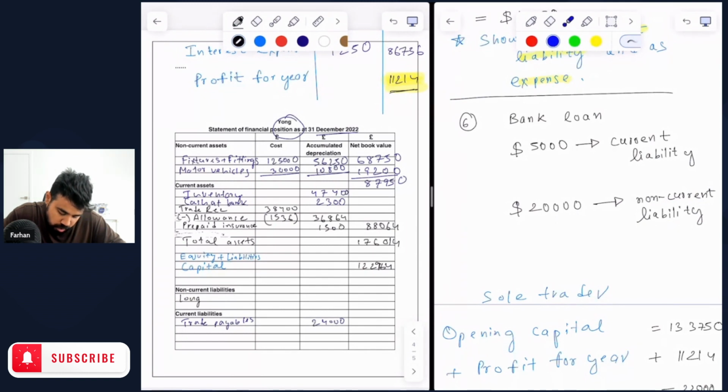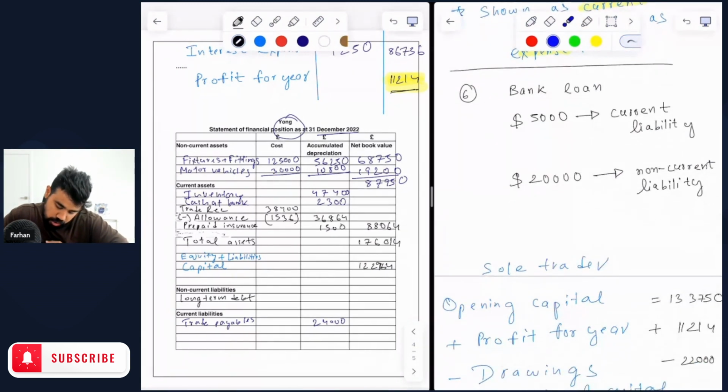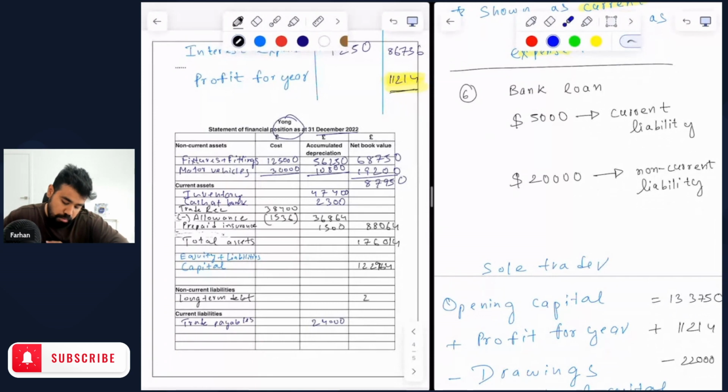Long-term borrowings. I'm just writing long-term debt because of the lack of space. Write long-term borrowings, long-term debt, bank loan, it doesn't really matter. And that is 20,000. I'm showing it in the last column because there are no other non-current liabilities. Okay, so next, we have the current liabilities.